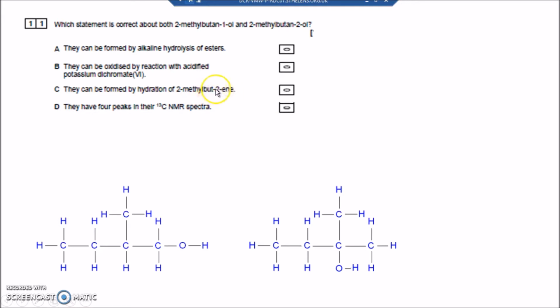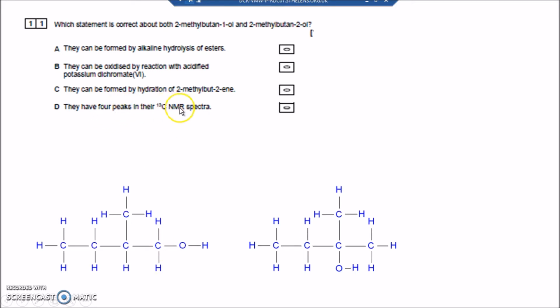Butene has a double bond between carbons number 2 and 3. So the hydration is adding an H and an OH. Now the OH could go onto carbon number 2 or carbon number 3. So if the double bond were here in methylbutene, CH3CCH3 with a double bond here, the OH could go onto carbon number 2 or carbon number 3 when you hydrate it with an H and an OH. The H could go on here and the OH here, or the H here and the OH here, but at no point would the OH appear on carbon number 1.